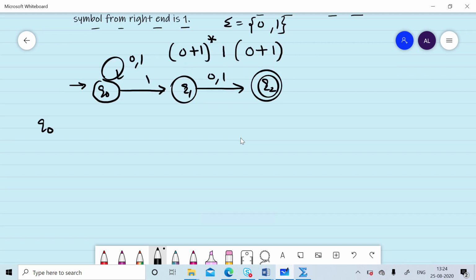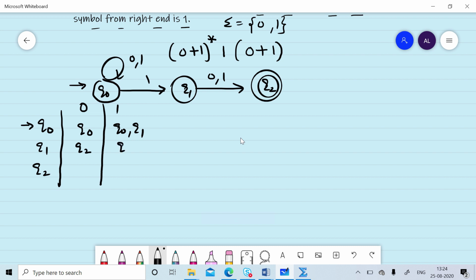First we will design the transition table for the designed NFA. On reading 0, we are moving to Q0. On reading 1, we are moving to Q0 and Q1. On Q1, if we read 0, we will move to Q2. On reading 1, we will move to Q2. And on Q2, there is no transition. Now we will convert this NFA into DFA.